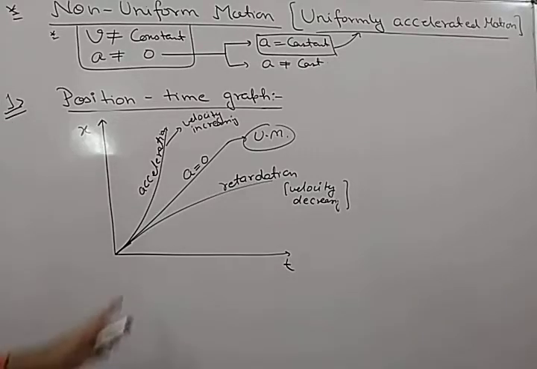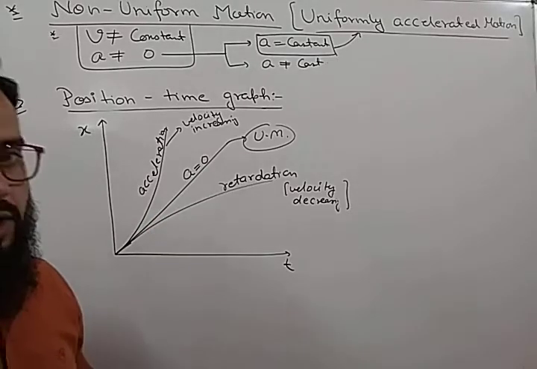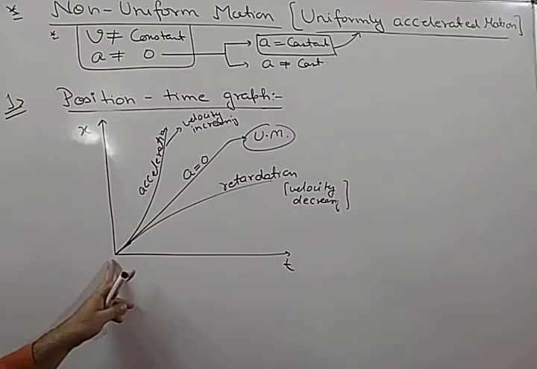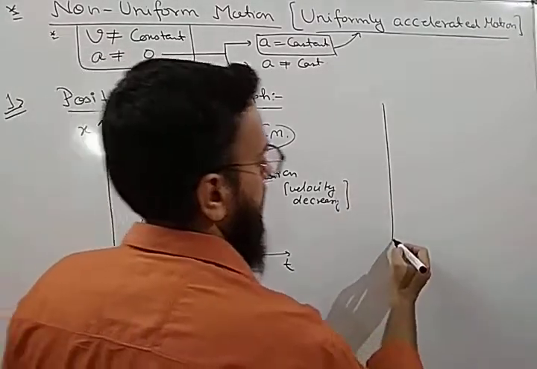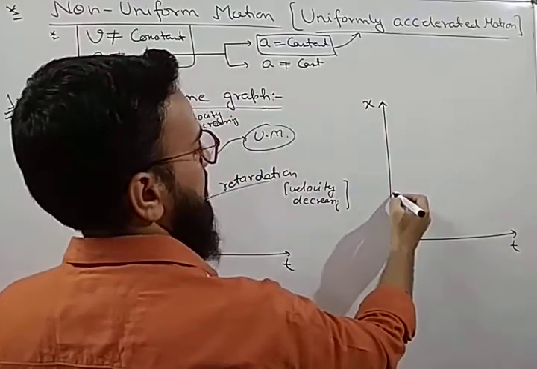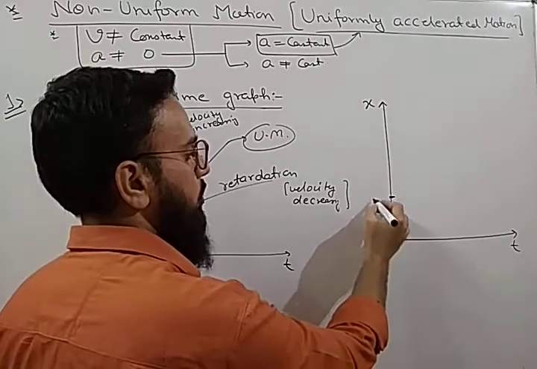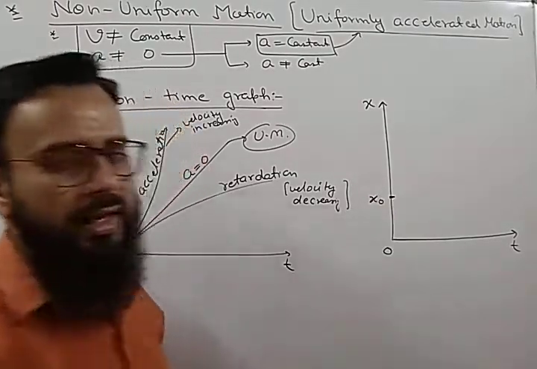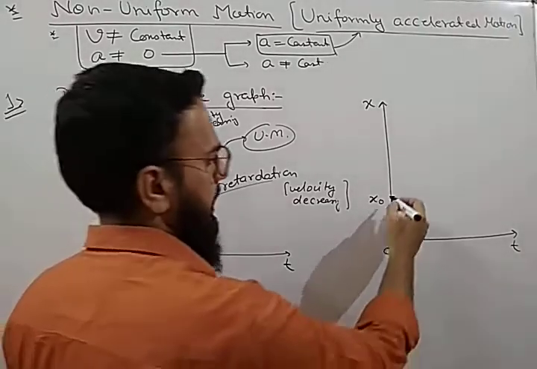So this is the particular example when we have taken that the body was initially at origin. At t is equal to 0, the body starts from origin. If the body doesn't start from origin, then this particular graph will look like this. If the initial position was there, if the body is at t is equal to 0, the body was at some position x0. Means it has already covered some distance, then the graph will look like this.